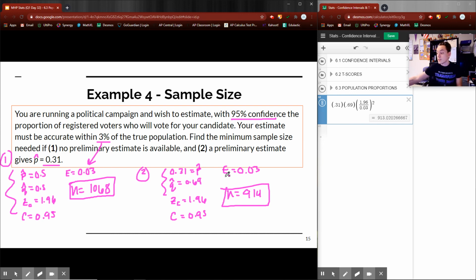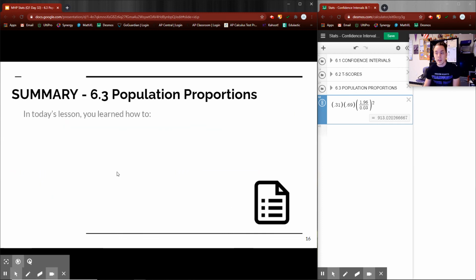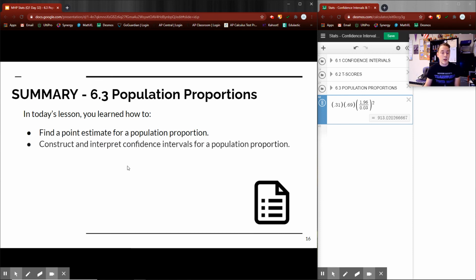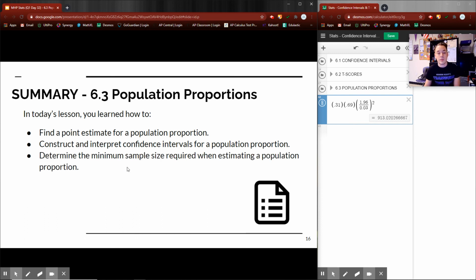Okay, so that was a lot of information this week. I understand that, guys. I'm going to erase this, and so we can get to the summary. But you guys have been great sticking with me. So find a point estimate for a population mean. That's what we learned how to find. We also learned how to construct and interpret confidence intervals for a population proportion, and also determine the minimum sample size required when estimating a population proportion.